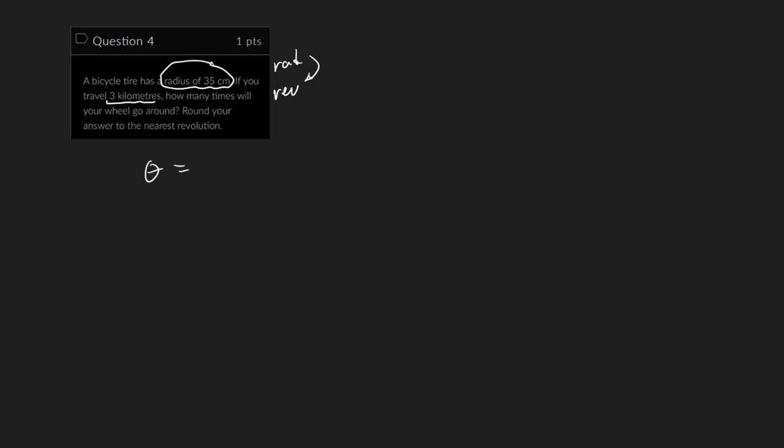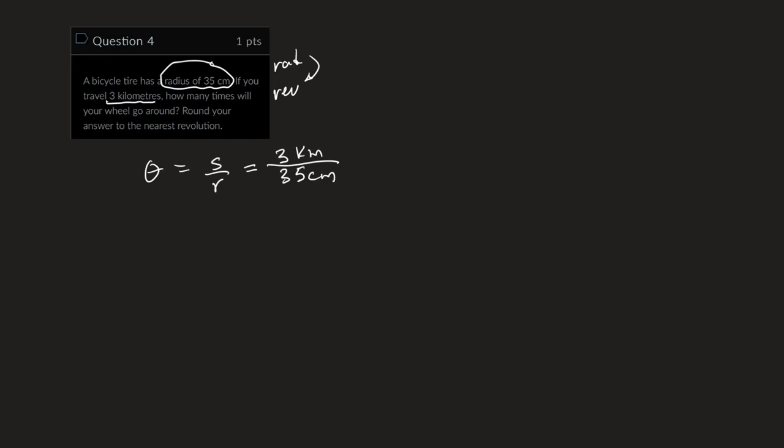So theta is equal to S over R. And theta will give me my radians. So the distance is 3 kilometers. So that's, let's convert that to meters already. Well, I'll just write it out. 3 kilometers over the radius is 35 centimeters.